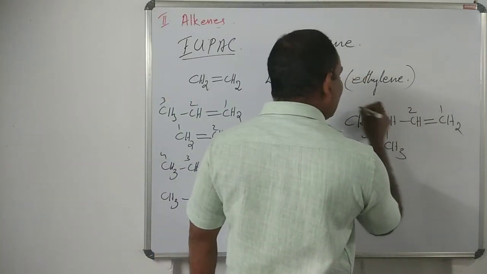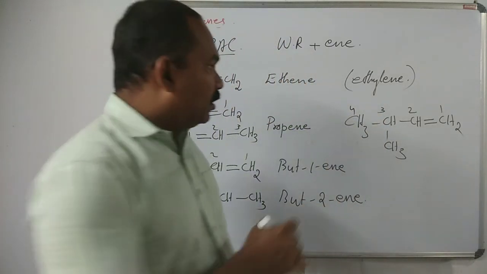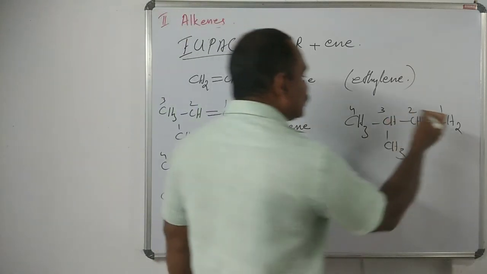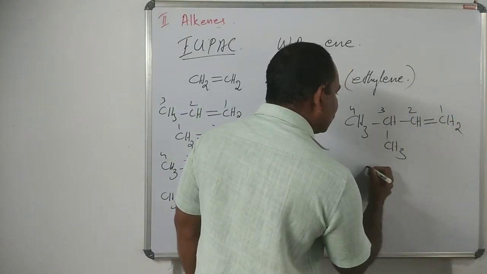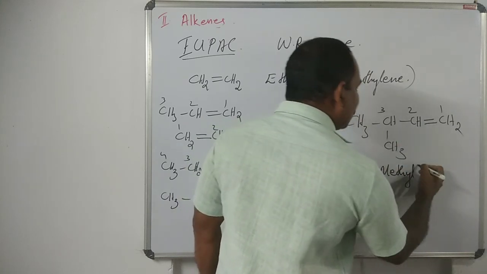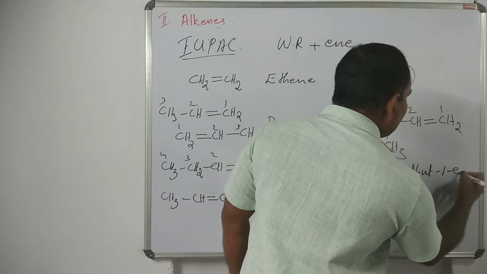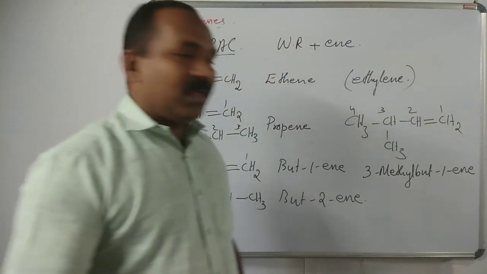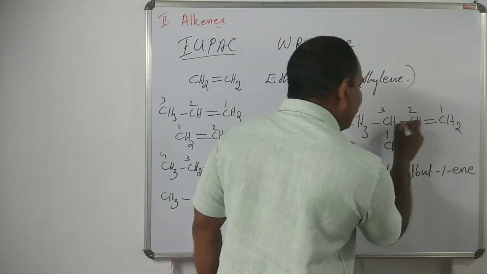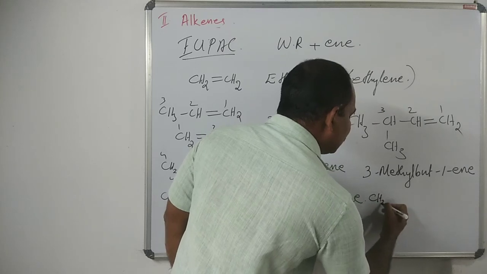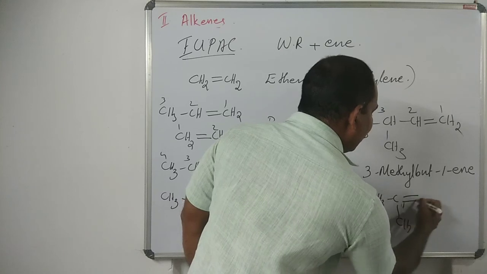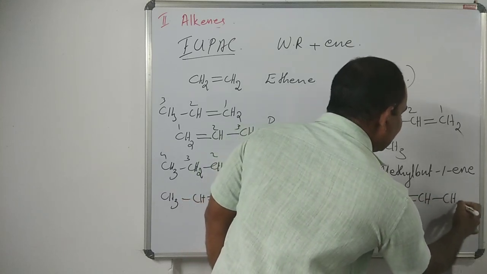Another one is CH3-CH(CH3)-CH=CH2. Numbering 1, 2, 3, 4, there are four carbon atoms in the long chain, and one substituent is there. So the name of the compound is 3-methylbut-1-ene. If the double bond is changed, CH3-C(CH3)=CH-CH3.